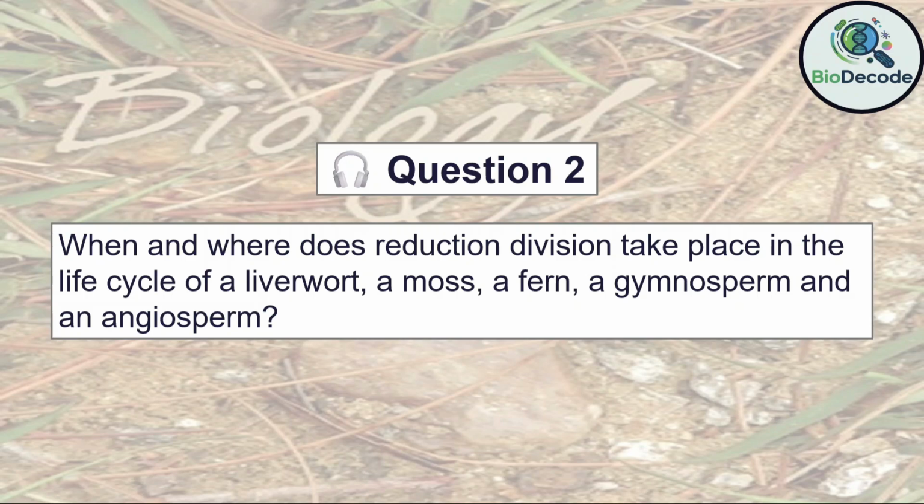In liverworts, meiosis takes place inside the capsule of the sporophyte during spore formation. In mosses, it occurs in the sporangium of the sporophyte. In ferns, meiosis happens within the sporangia borne on the sporophylls. In gymnosperms, meiosis takes place in the microsporangia and megasporangia of cones. And in angiosperms, it occurs in the anther and ovule, that is, in the microsporangium and megasporangium. So in all plant groups, reduction division takes place during spore formation in the sporophyte phase.